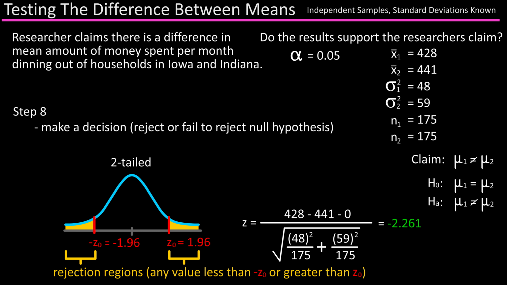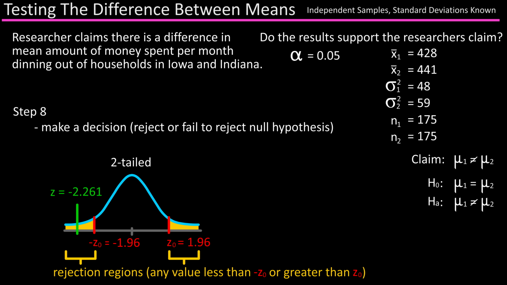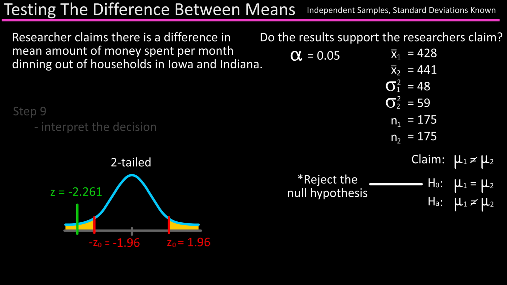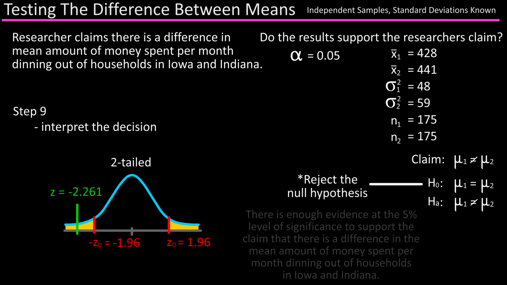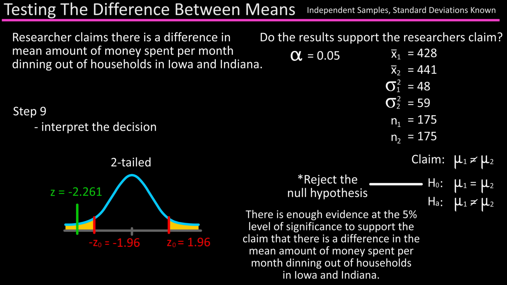Step 8 is to make a decision to reject or fail to reject the null hypothesis. On our graph, you can see that the standardized test statistic does fall in the rejection region to the left, as z, the standardized test statistic, is less than negative z0, the critical value. So in this case, we will reject the null hypothesis. Step 9 is to interpret the decision. There is enough evidence at the 5% level of significance to support the researcher's claim that there is a difference in the mean amount of money spent per month dining out of households in Iowa and Indiana.